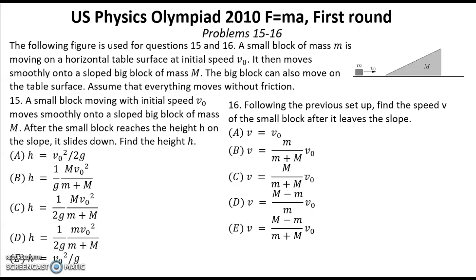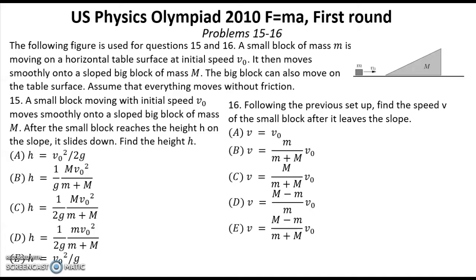The following figure is used for questions 15 and 16. A small block of mass small m is moving on a horizontal table surface at initial speed v0. It then moves smoothly onto a sloped big block of mass big M. The big block can also move on the table surface. Assume that everything moves without friction.